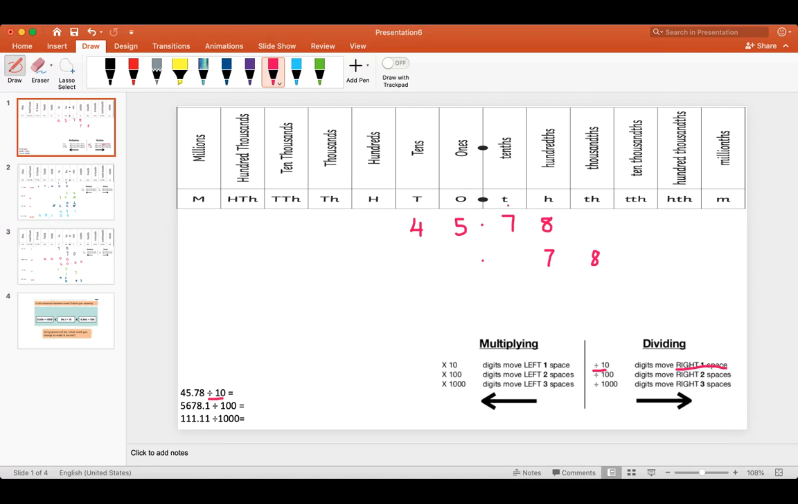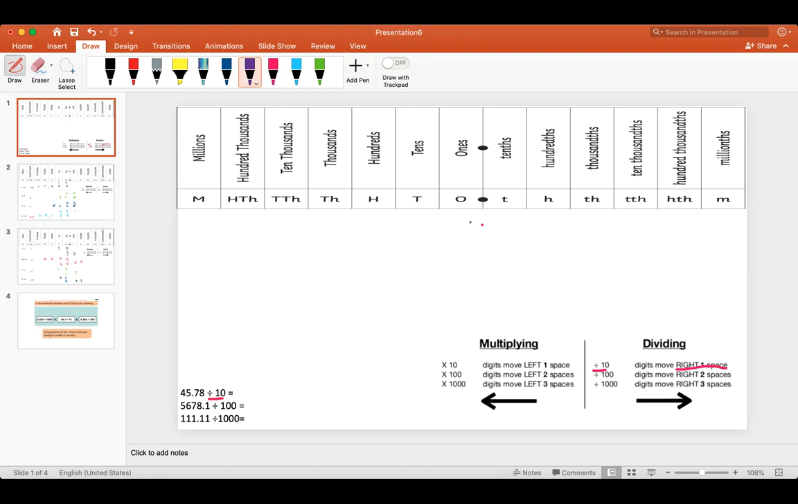So the 5 is going to leapfrog over and it's now going to go in the tenths. And then the 4 is going to become a 4 in the ones column. So 45.78 divided by 10 is 4.578. Let's have a look at the next one.